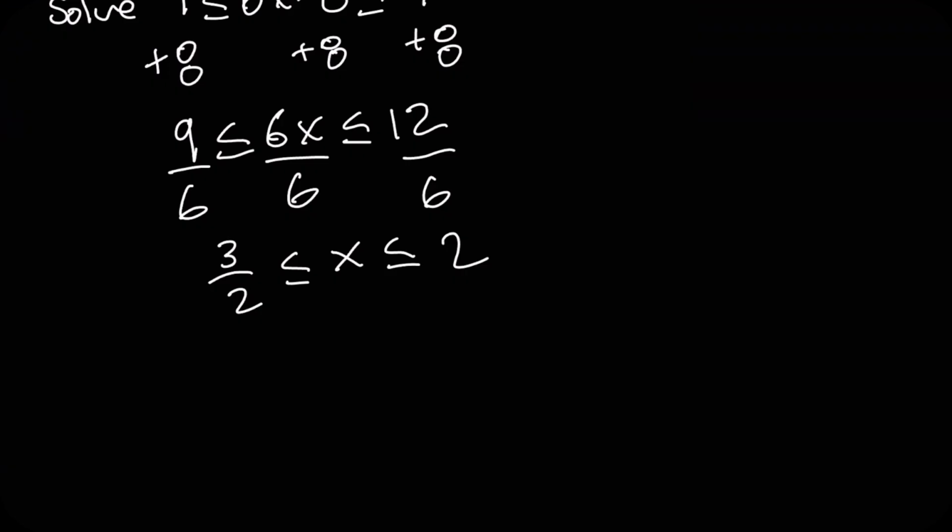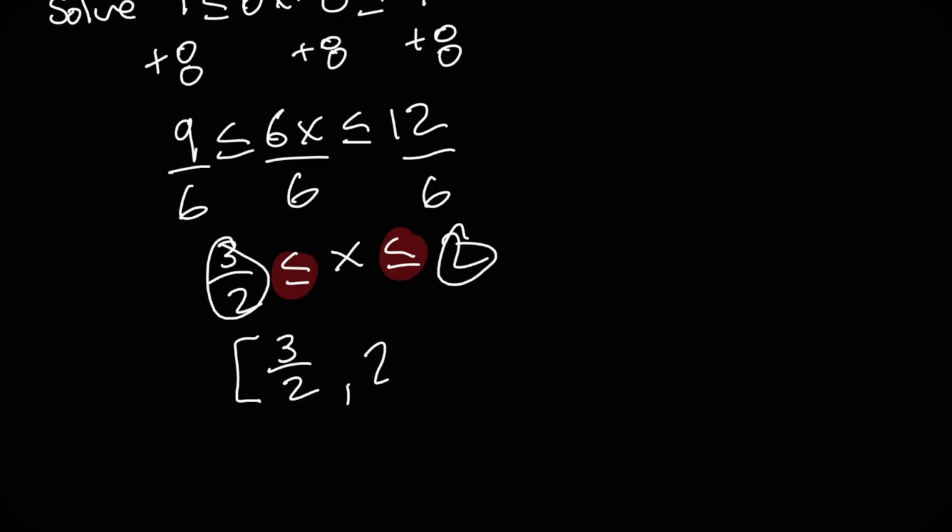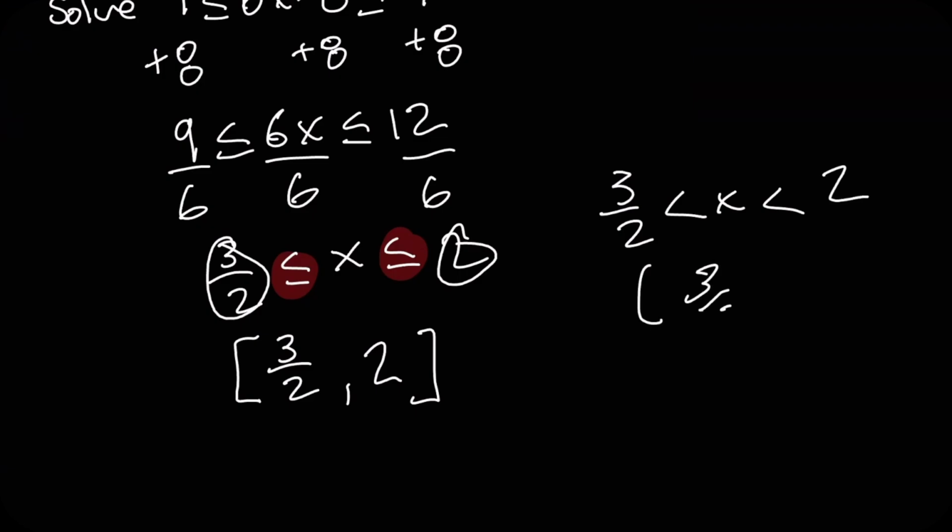Now if we were to write this, since we're having our less than or equal to's, make sure you use your square brackets here, because we're including 3 halves and 2 as solutions. If it were just like this, say 3 halves less than x, which is less than 2, you would use regular parentheses like this.